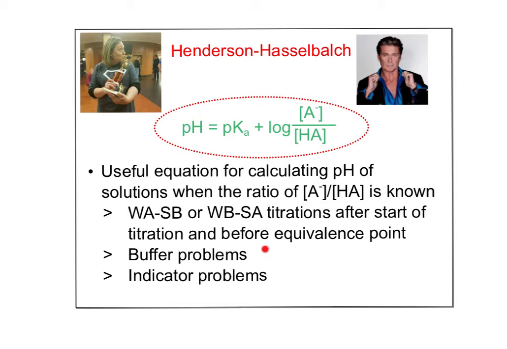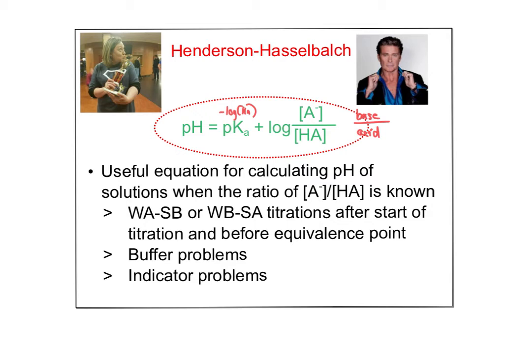They can be used in buffer problems and also in indicator problems, which we will see in our next video. So the pH of the solution is going to be equal to the pKa, which remember is the negative log of the Ka for the weak acid, plus the log of the base over the acid. So the conjugate base over the acid, B over A. Okay, so we can use that instead of an ice table if it is easier for you.